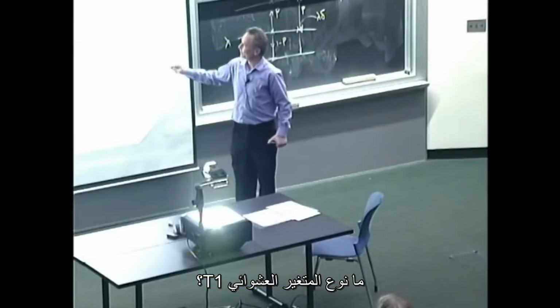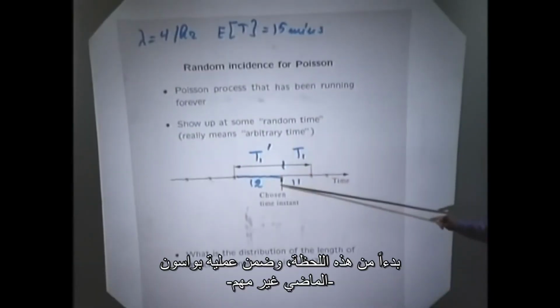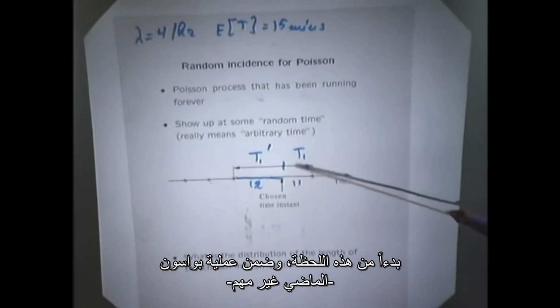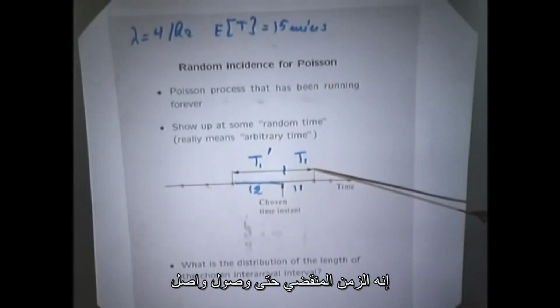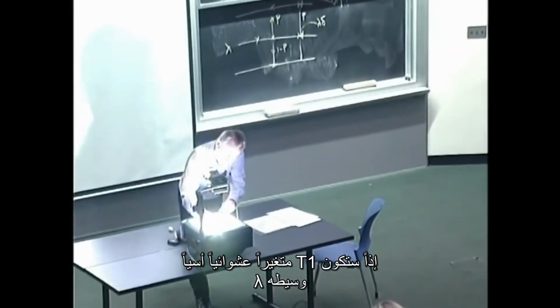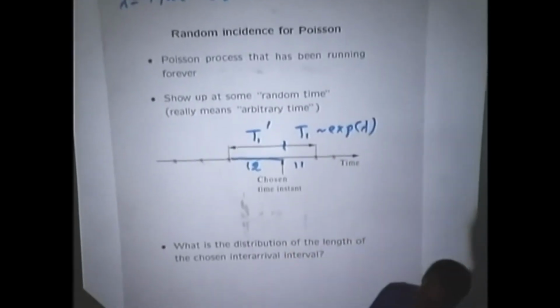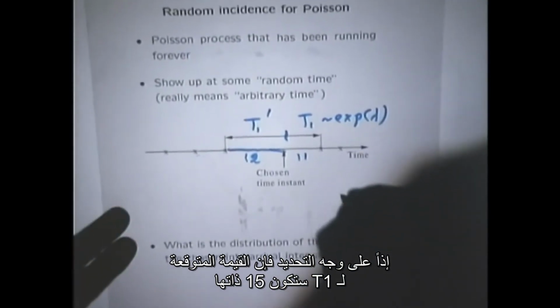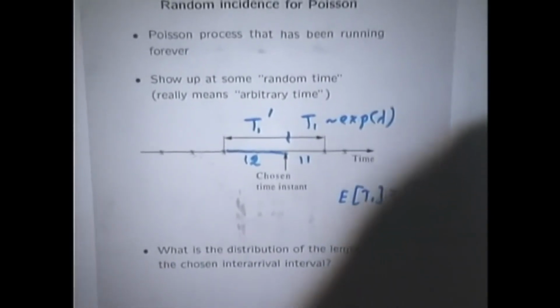What kind of random variable is T1? Starting from this time, with a Poisson process, the past doesn't matter. It's the time until an arrival happens. So T1 is going to be an exponential random variable with parameter lambda. So in particular, the expected value of T1 is going to be 15 by itself.